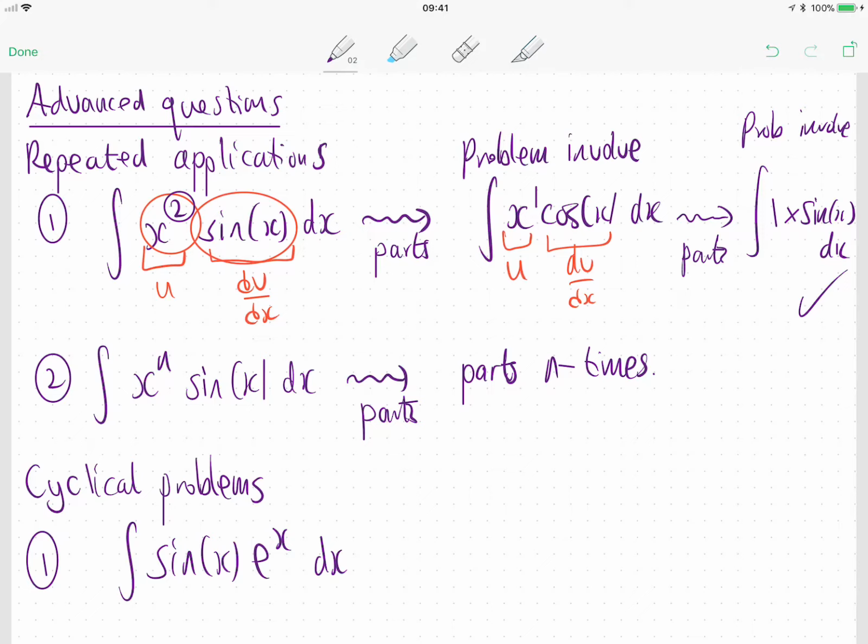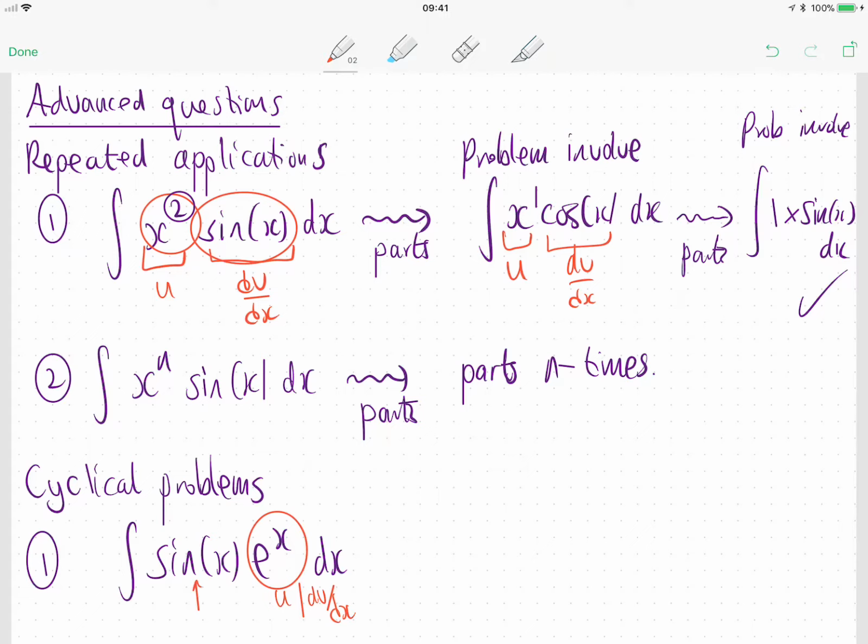Something like sine x e to the x, this is a nasty problem. So what can we see here? Well, the e to the x, if you call this u and differentiate it, it stays the same. E to the x differentiates to e to the x. If you call it dv/dx and you integrate it, again it stays the same. Not much is going on. You cannot get rid of that e to the x by integrating or differentiating.